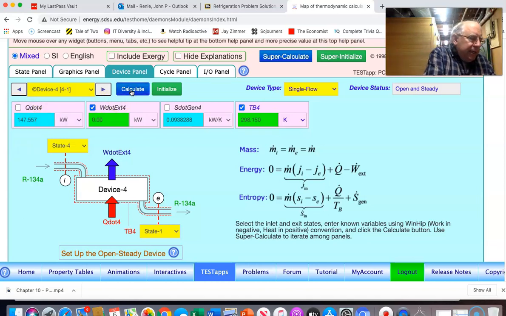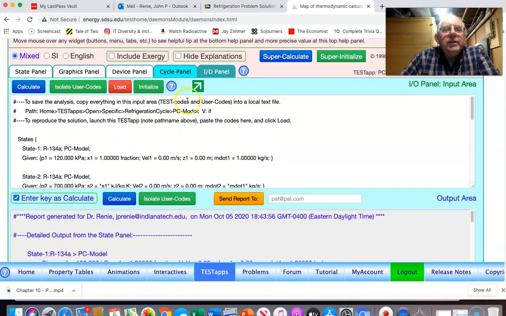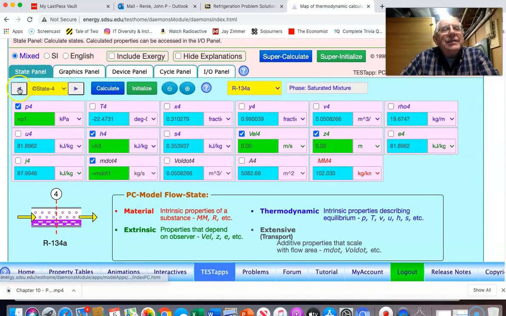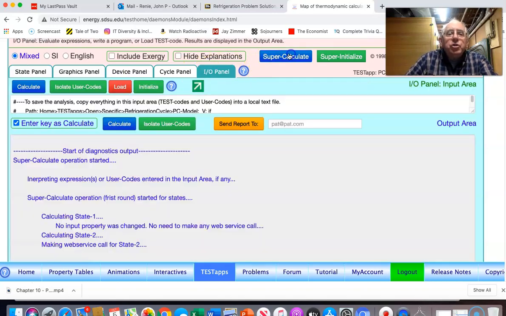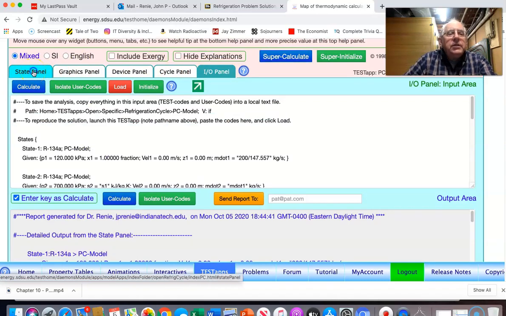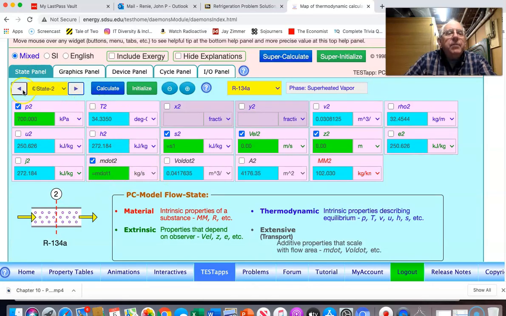For whatever reason, it doesn't allow me to copy and paste that number, so I'm going to write that number down. And so now I'm ready to do a super calculate. And upon doing the super calculate, I have all of the various conditions. I'm going to go back to the state panel, and now I'm going to modify this mass flow rate. Instead of being 1, it's going to be equal to the amount that we want the heat transfer to be divided by that 147.557. Over the period of this course, we've done that enough times, scaling everything in order to get the correct mass flow rate. If we were to super calculate and go back to the state panel, we would see that it shows up here, and each of these M dots will be the correct M dot.